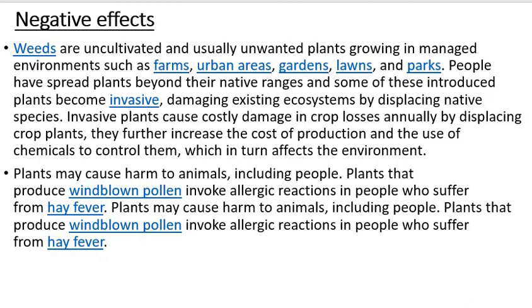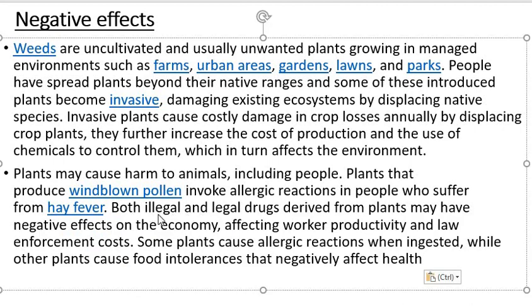Plants that produce windblown pollen induce allergic reactions in people who suffer from hay fever. Both illegal and legal drugs are derived from plants, and they may have a negative effect on the economy, affecting worker productivity and law enforcement costs. Some plants cause allergic reactions when ingested, while other plants cause food intolerance, which has a negative effect on health as well.